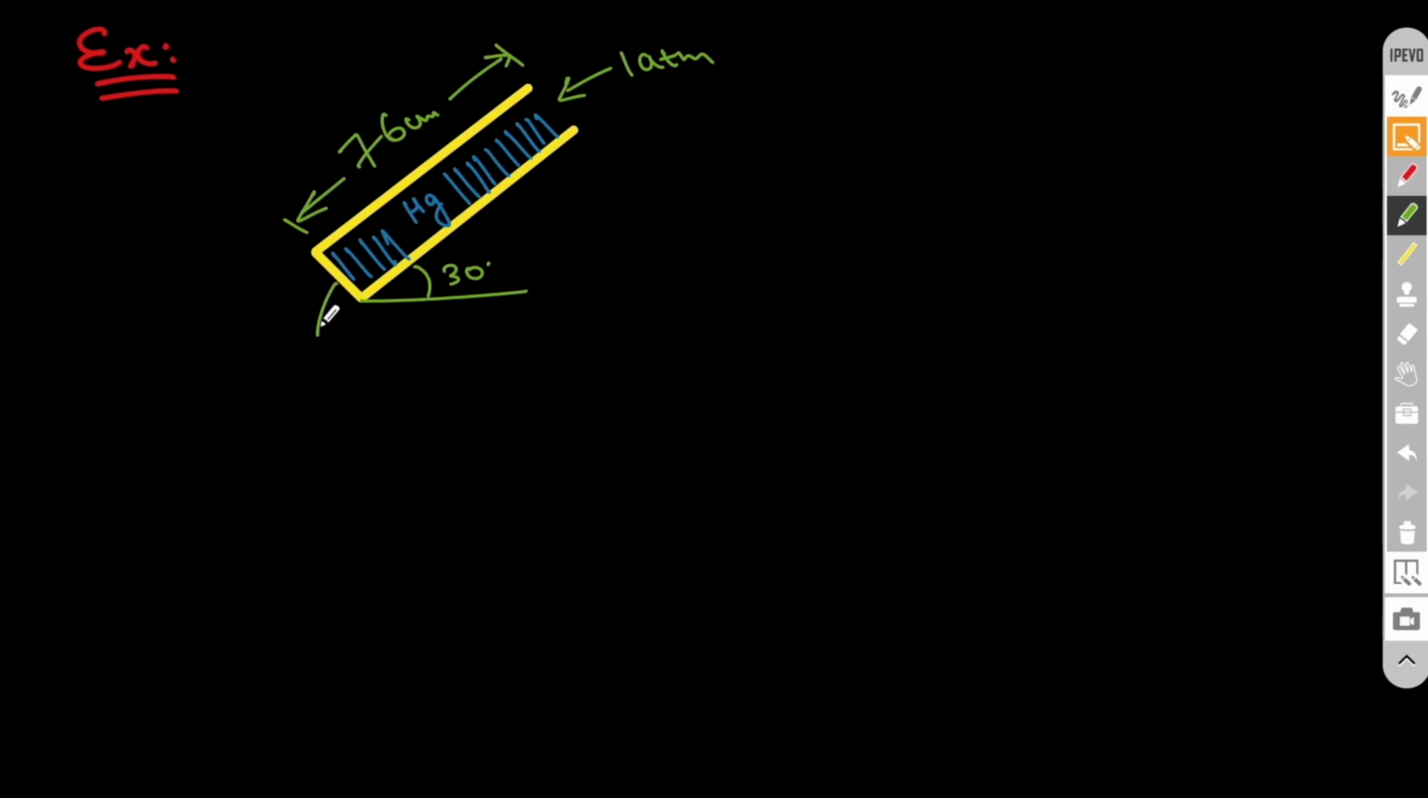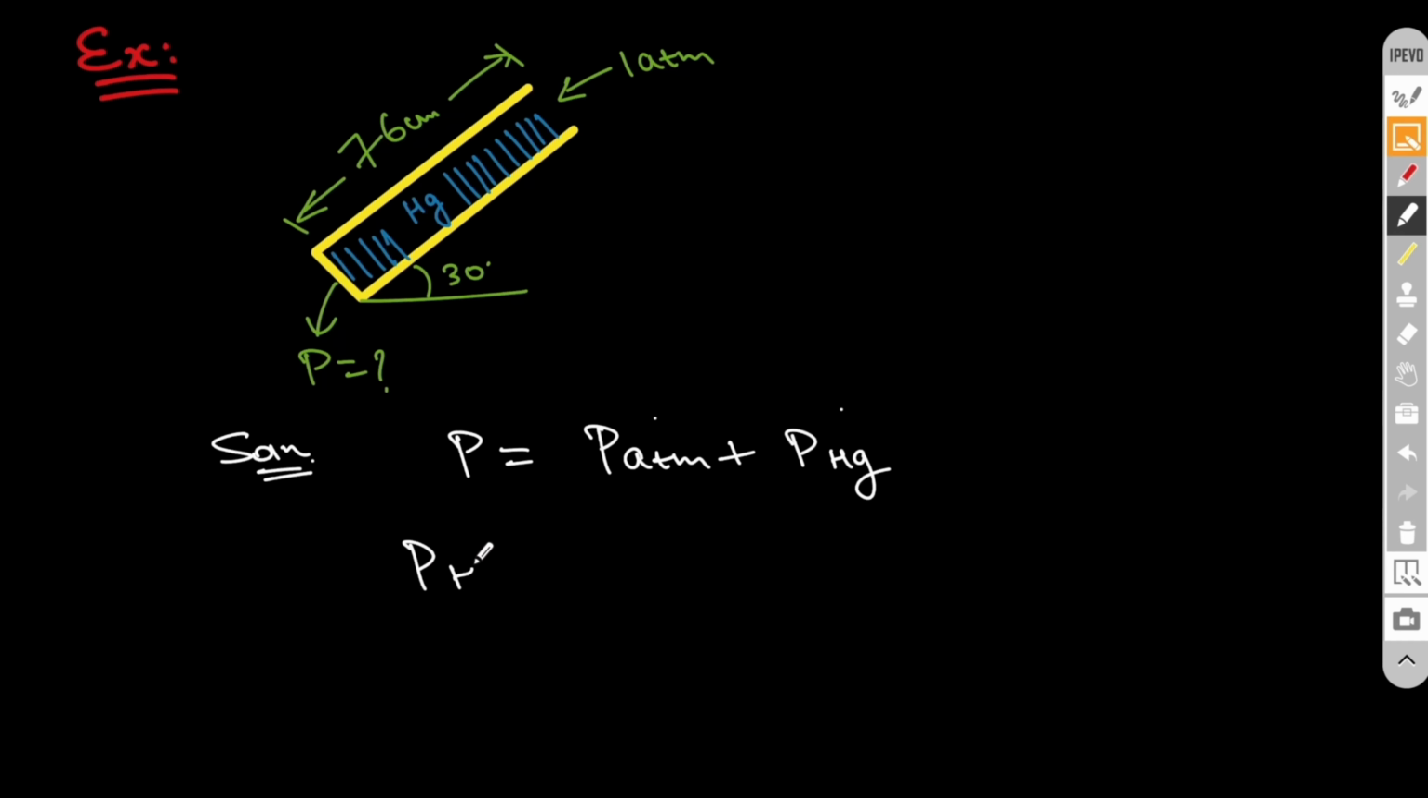Now moving further, we'll solve another example here. We have to find the pressure exerted at the bottom if the column is inclined at an angle of 30 degrees. So we'll write the pressure at bottom is equal to atmospheric pressure plus pressure due to mercury column. How do we calculate the pressure due to mercury column? So it's a little complicated in this case.